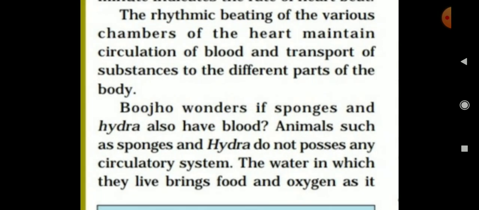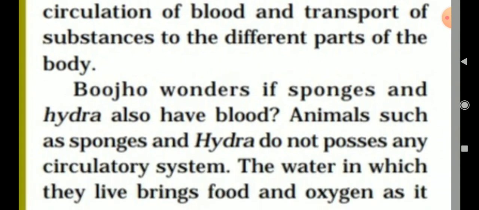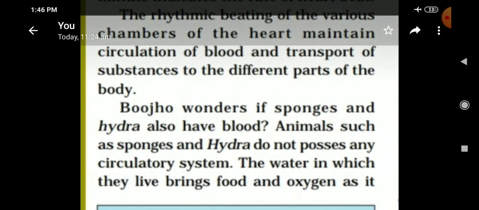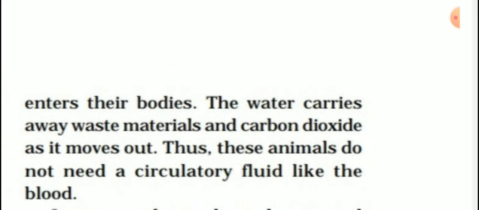The rhythmic beating of various chambers of the heart maintains circulation of blood and transport of substances to the different parts of the body. Animals such as sponges and hydra do not possess a circulatory system. The water in which they live brings food and oxygen as it enters the body. The water carries away waste materials and carbon dioxide as it moves out. These animals do not need a circulatory fluid like blood.